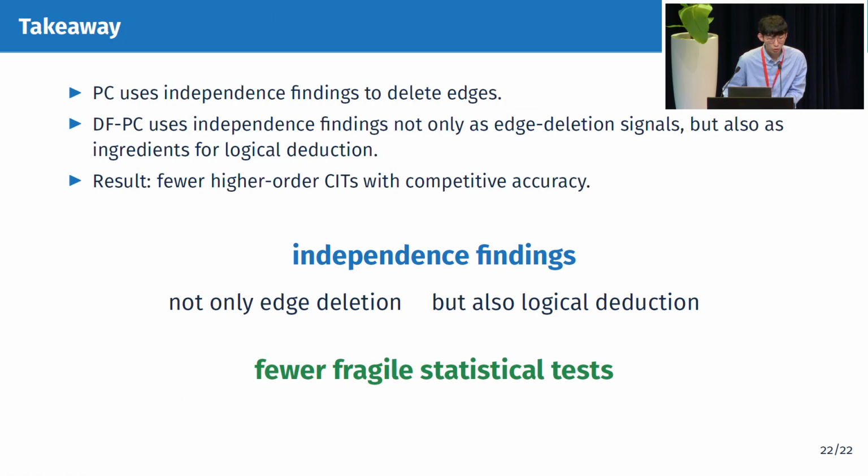So let me conclude with the main takeaway. In standard PC, independence findings are mainly used to delete edges. But DFPC uses these findings not only as edge deletion signals, but also as ingredients for logical deduction. By extracting more information from the test results we have already performed, we can avoid many unnecessary higher-order conditional independence tests. The result is fewer fragile statistical tests, lower computational cost, and competitive structural accuracy.